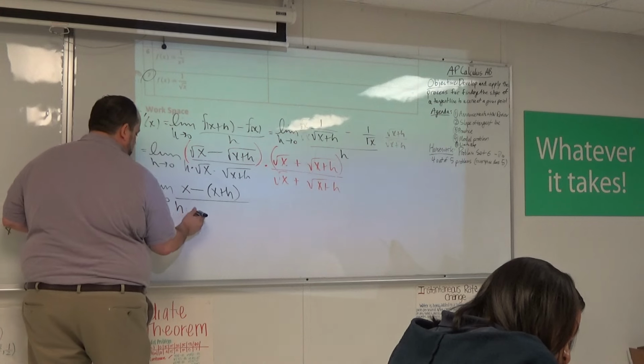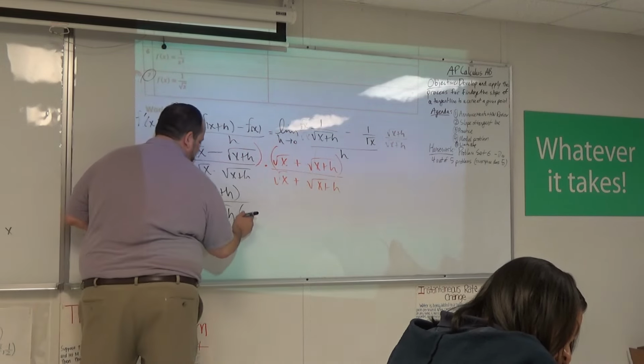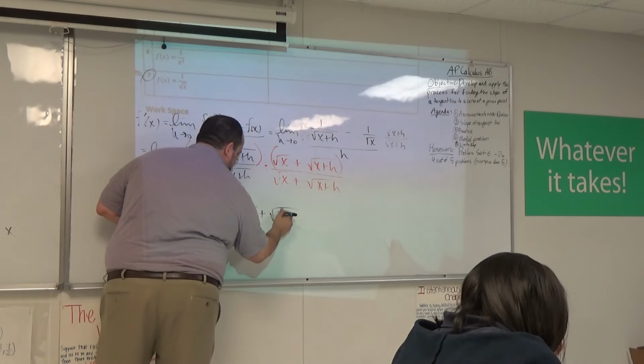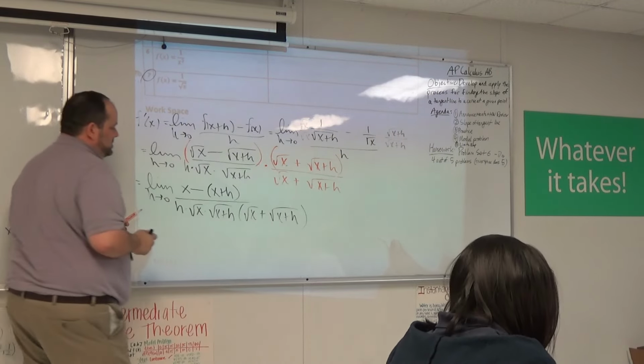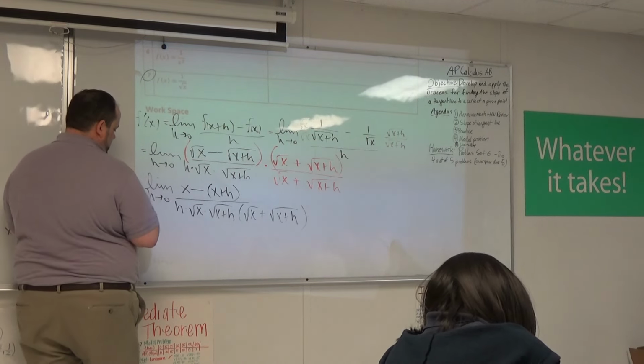Now I've got h times square root of x plus h times square root of x, plus the square root of x plus h. Let's do a little bit of fancy algebra here.